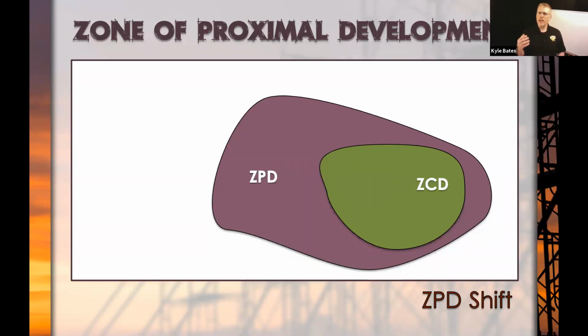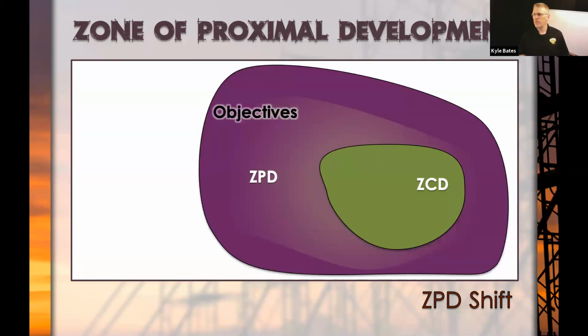Now, the thing to understand is that the zone of proximal development is fluid. It moves, it shifts with the learning. And we want them to be able to get to the objectives. So the objectives that we write, the objectives of our program, help us develop that zone of proximal development. And as they gain the information, as they start to learn it, it's going to grow. And hopefully it's going to get us to the point where we reach the goal of the program.